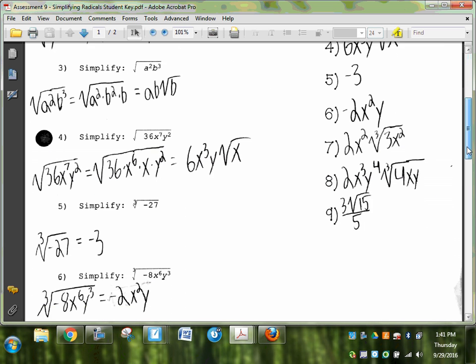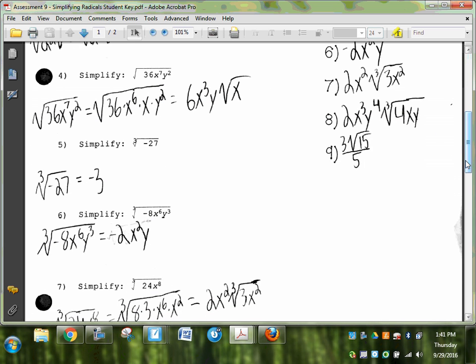Let's take a look now at the remainder of them. Some of them were more difficult, like question 7. That's kind of tough. What's the perfect cube that goes into 24? Hands up, please, if you can tell me that. What's a perfect cube that goes into 24? Terrific. 8 times 3, yeah. And the cube root of that would give you the 2.